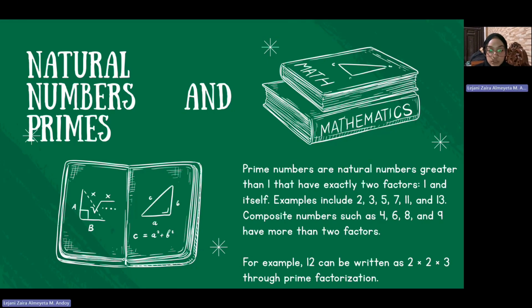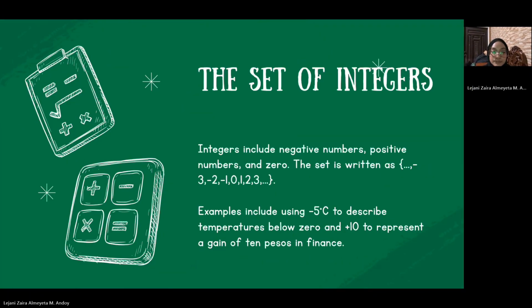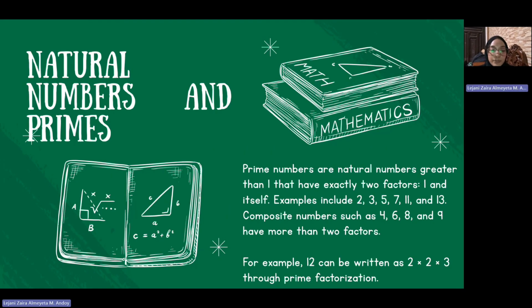Prime numbers are natural numbers greater than 1 that have exactly two factors, 1 and itself. Examples are 2, 3, 5, 7, and 11. Composite numbers have more than two factors. For example, the number 12 can be broken down into prime factors as 2 times 2 times 3. Prime numbers are important because they are used in computer security and technology.